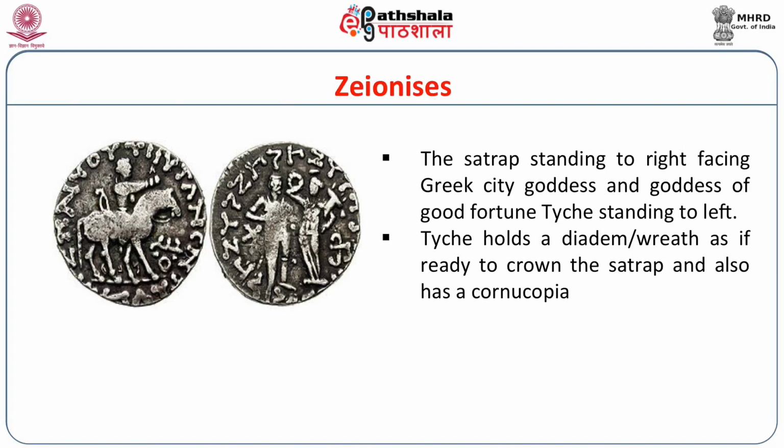So on the obverse you have a king sitting on a horse, and on the reverse you find that the satrap is standing right, facing the Greek city goddess and goddess of good fortune, Tyche, standing to left. Tyche holds a diadem wreath as if ready to crown the satrap, and also has a cornucopia. Cornucopia is a marker of wealth.